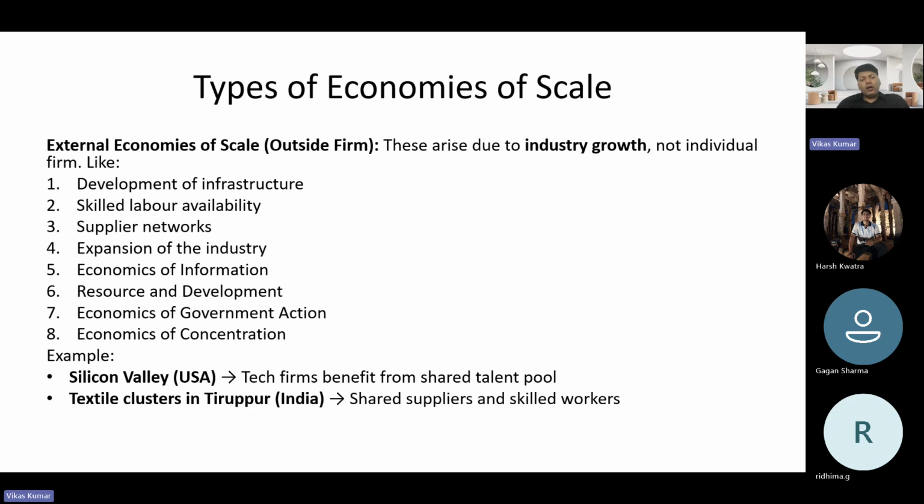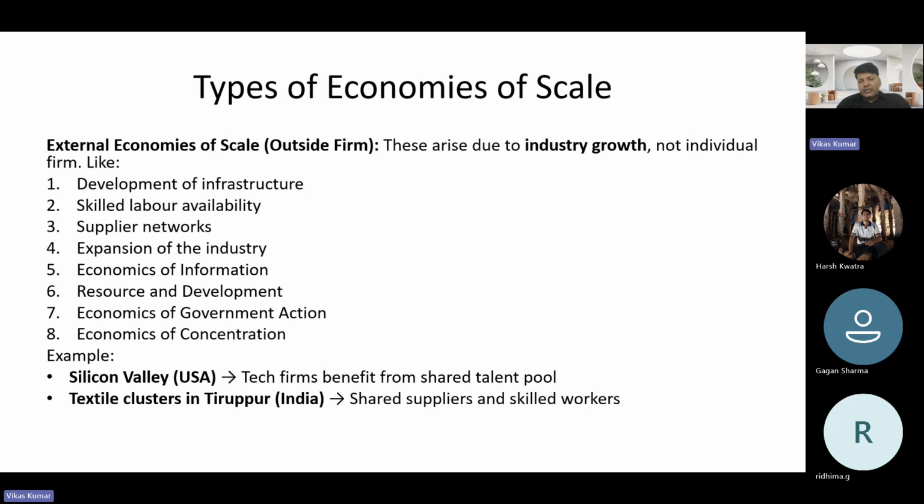So this all leads to the economies of concentration, where Silicon Valley is also one of the examples when it comes to the economics of concentration, where tech firms benefit from the shared talent pool. Bangalore is also an example. Right now, Pune and Hyderabad are also growing when it comes to the IT sector. Chennai is also doing very well with respect to the economics of concentration.